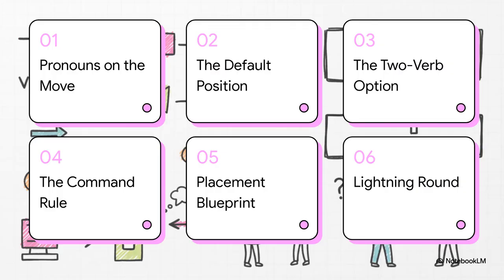So here's our game plan. We'll start with a quick look at the pronouns themselves, then we'll find their home base or default position. After that, we'll check out the two-verb option, master the command rule, and then we'll tie it all together with a handy blueprint and a quick practice round to make it stick.